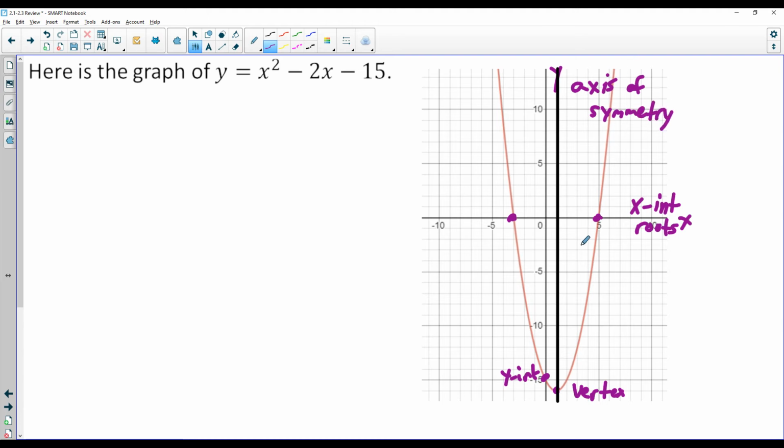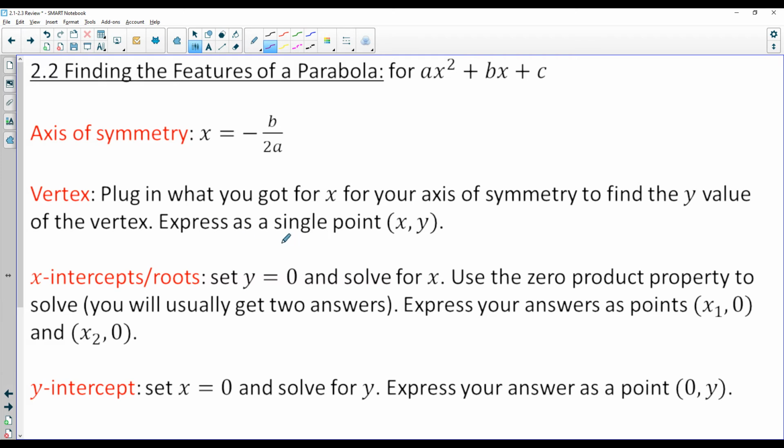Because that's where you can fold the parabola on itself. That's where it's symmetrical. And take note that that is on the vertex. So these are just things that you have to write down. I'm not going to spend a whole lot of time on it because this is just what things are. Axis of symmetry is x equals negative b over 2a.